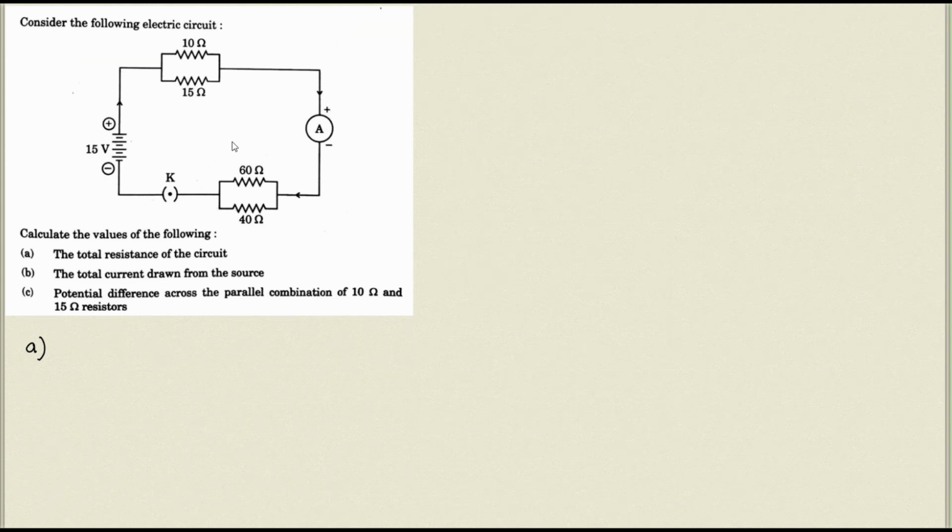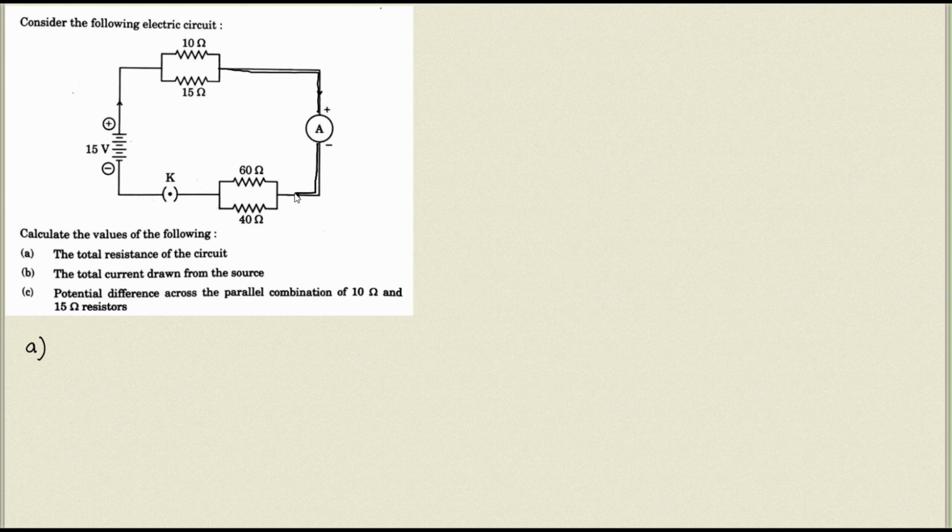So from this figure, we can see that there are 4 resistances. 10 ohm and 15 ohm are connected parallel to each other. Likewise, 60 omega and 40 omega are also parallel to each other. But in effect, the 10 ohm and 15 ohm combination and the 60 omega and 40 omega combination are in series, connected like an end-to-end connection, right? Yes.